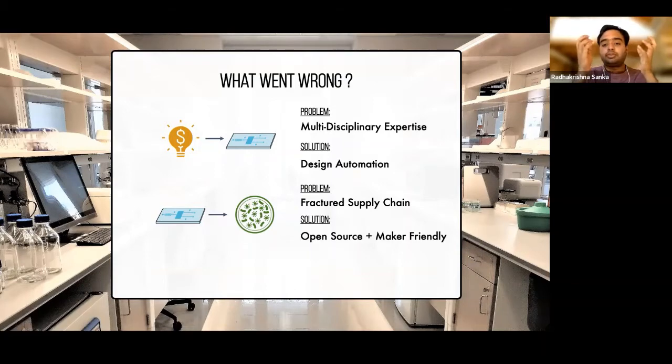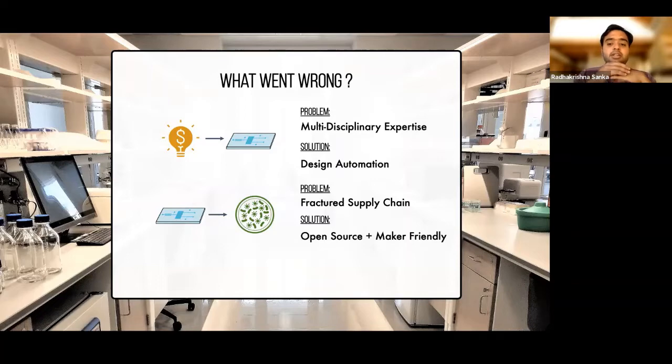So the answer for most of these problems, when you have multidisciplinary expertise, is that you need to insert design automation. The best examples of design automation are in the VLSI, the semiconductor IC world, where people design thousands of gates and transistors, and they do most of it automatically. They write a high-level description of what it's supposed to do, and then they synthesize the entire design.